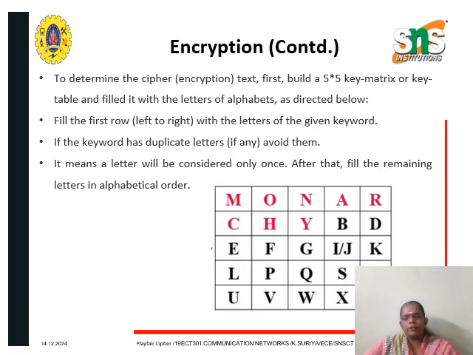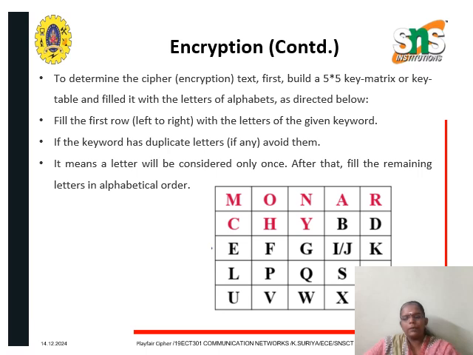So in order to perform the encryption, first we have to build a 5x5 matrix for the keyword which is given. Then in the 5x5 matrix, you will be filling the first row from left to right with the letters of the given keyword. If the keyword has duplicate letters, you will be using it only once. It means a letter will be considered only once. After that, you'll be filling the remaining letters in alphabetical order.